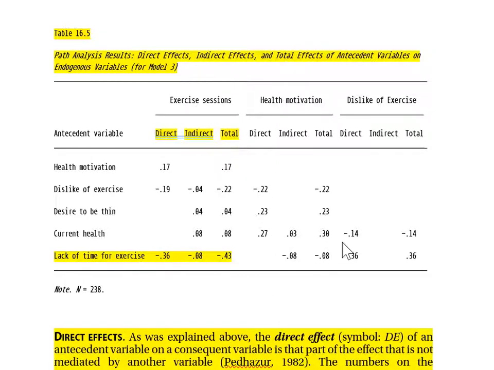The last 2 groups of columns are the same kind of statistics, but for our 2 other endogenous variables. Health motivation, when we look at the variables that have direct effects or indirect effects on health motivation, the statistics that represent the size of those effects are represented here. Dislike of exercise, think about the direct effects and indirect effects that different variables might have on dislike of exercise. Size of those effects are reflected by the size of the statistics here.